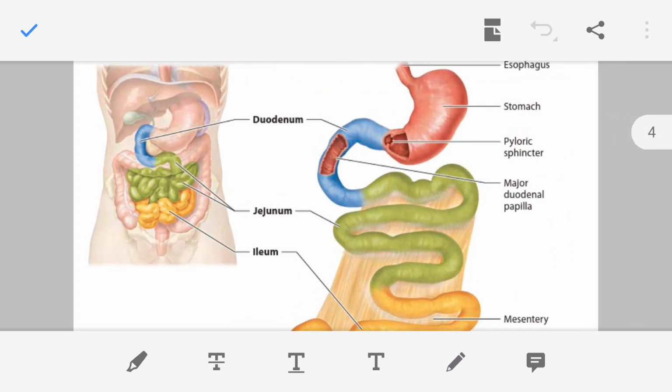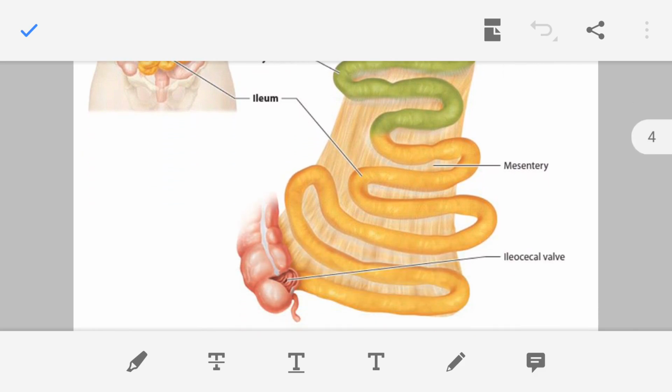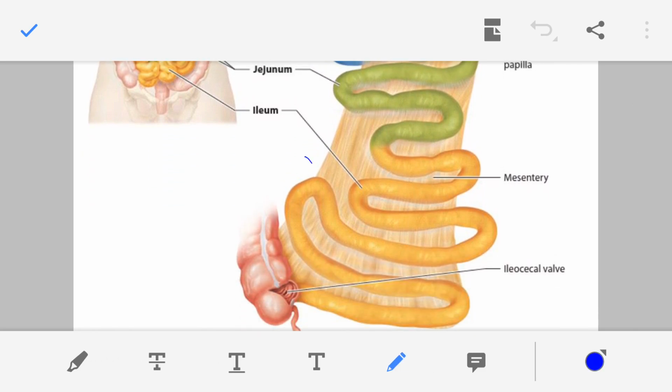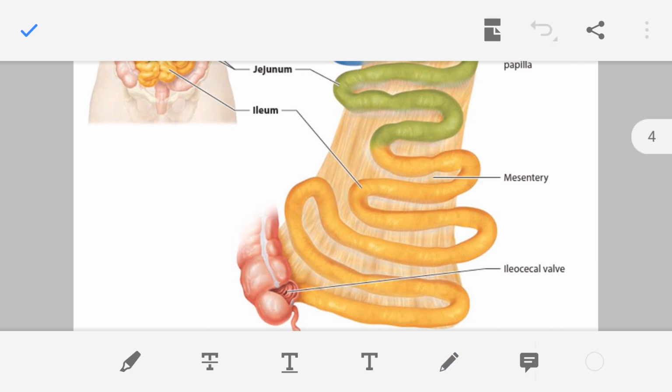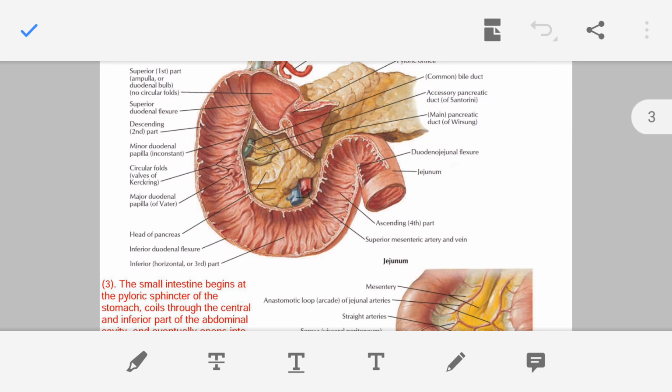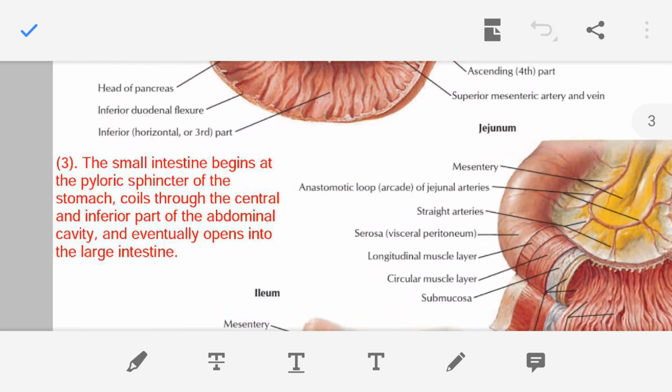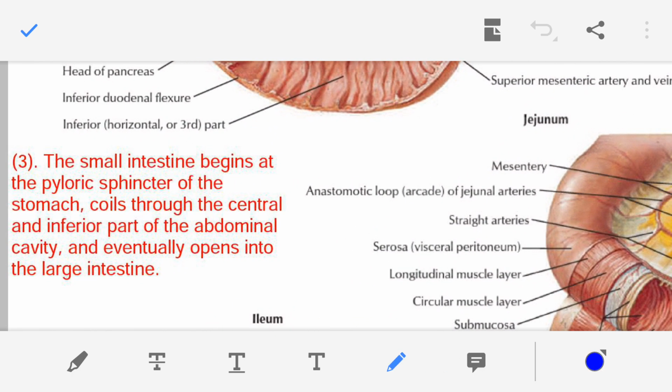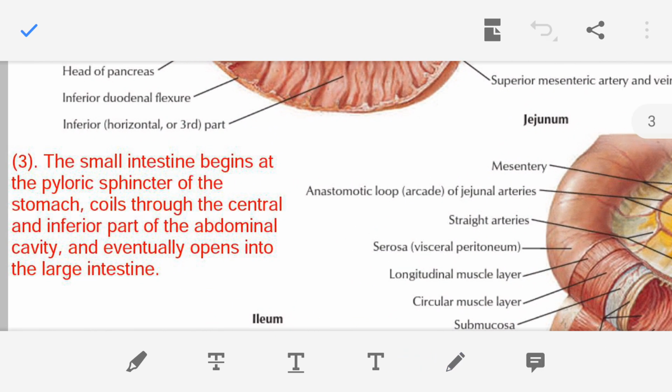And now this yellow portion, which is the ileum. You see the terminal part of the ileum is opening into the large intestine. So this is the meaning of the third point. We have discussed this third point.